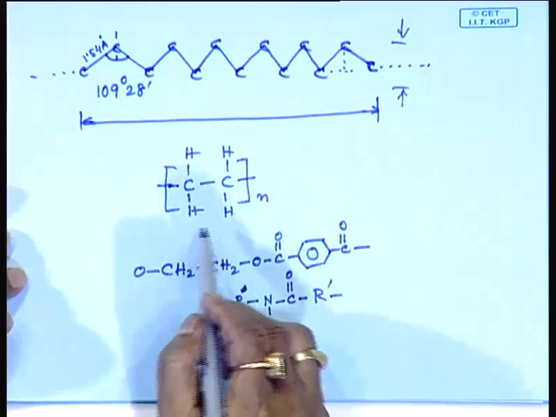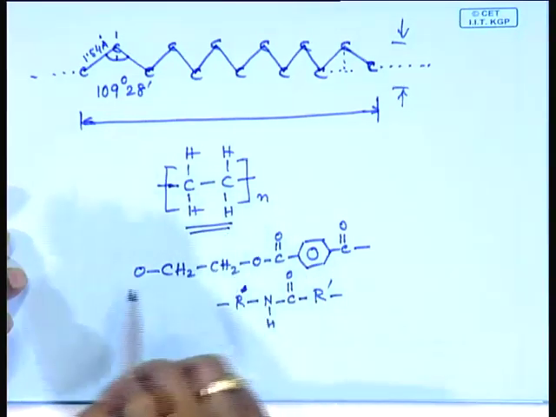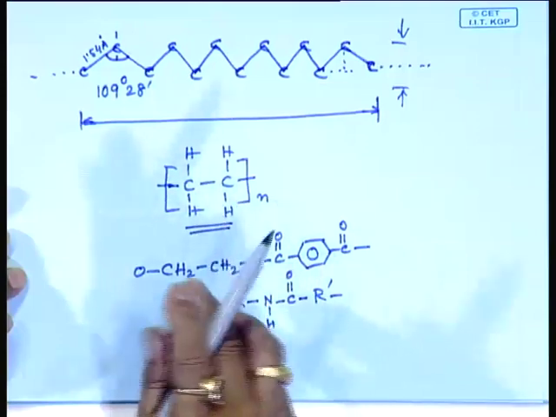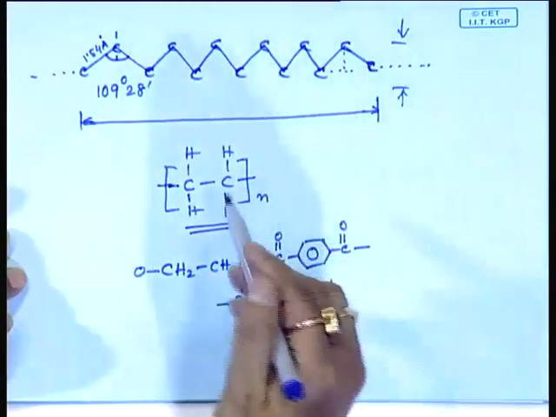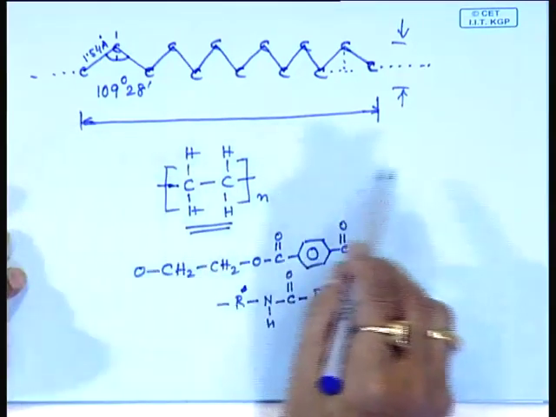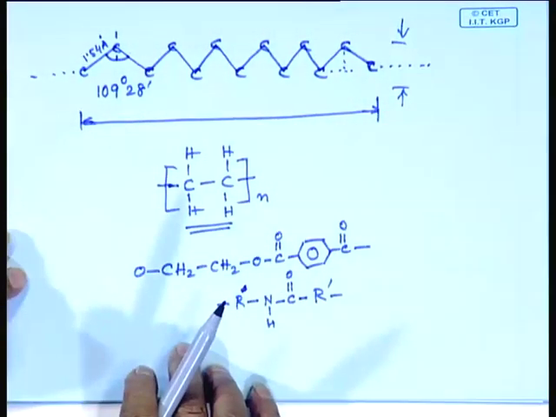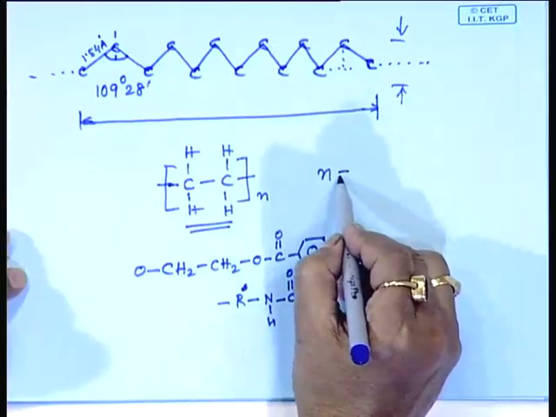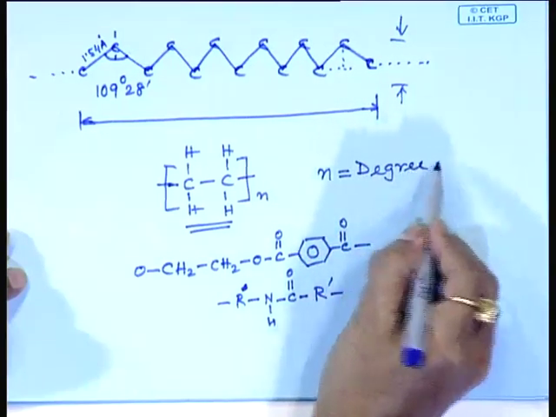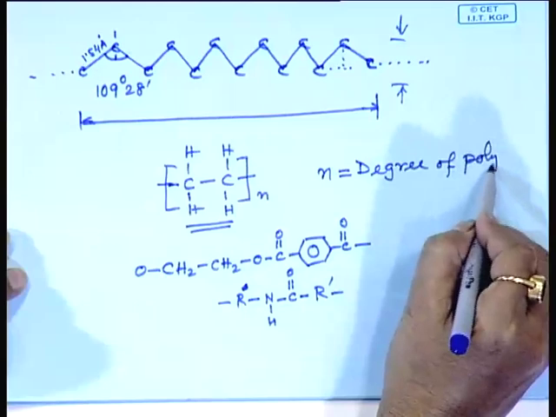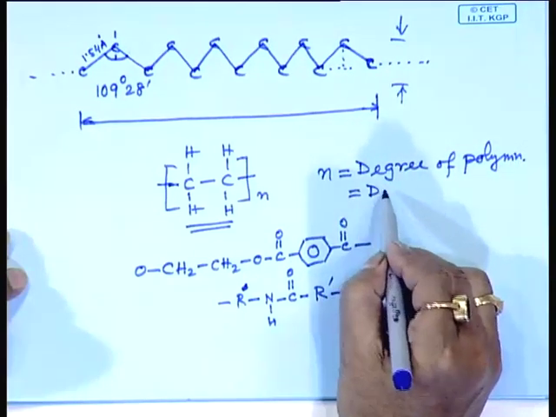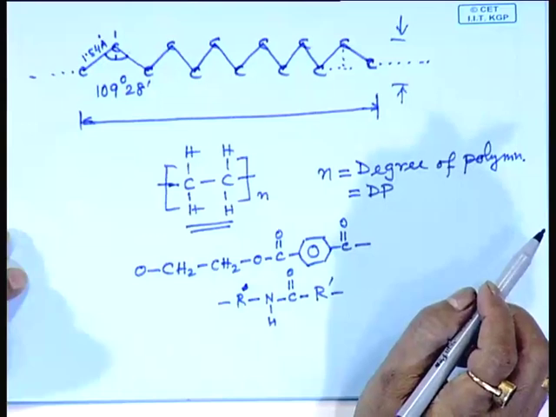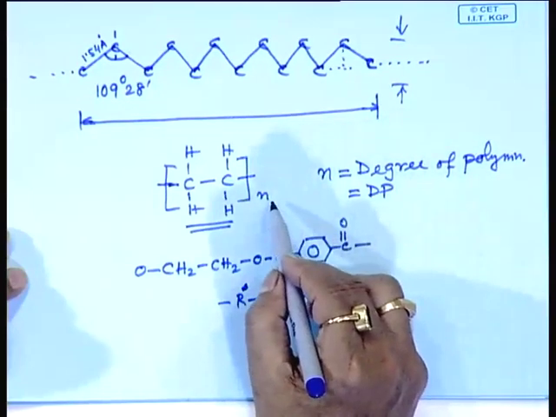Then repeat unit. What is repeat unit? Now, in the definition of the polymer I showed that this unit is repeated many number of times, n number of times along the molecular chain, along the backbone of the molecule, that is known as repeat unit. And this n is actually known as degree of polymerization, or DP, degree of polymerization. So, if I know the value of n, then I can easily calculate the molecular weight of this polymer.